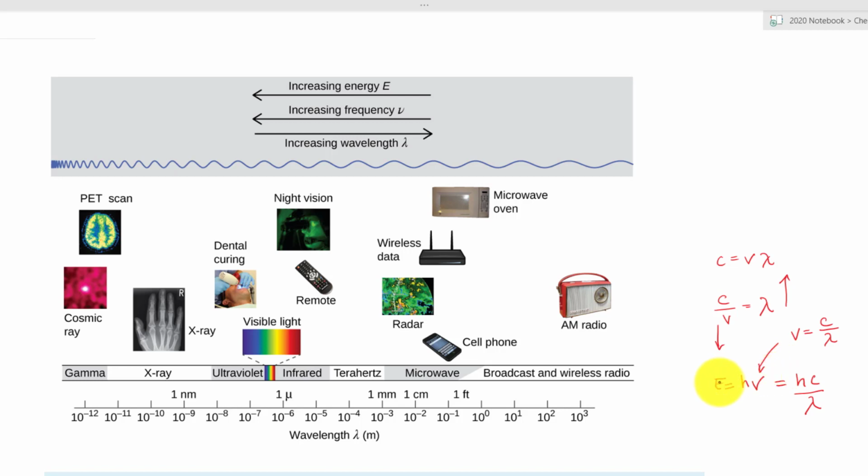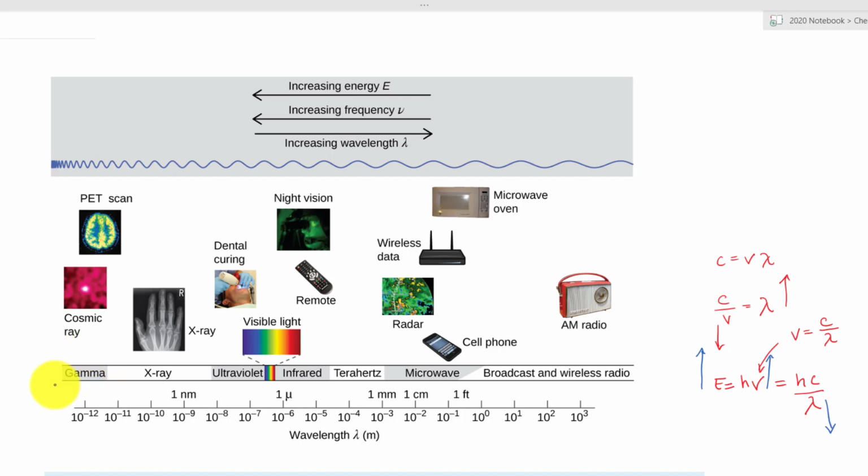Now, what does that tell you about the relationship between the three variables, energy, frequency, and lambda? For example, if we have frequency go up, guess what happens? Energy also goes up. But for lambda, on the other hand, it goes down. And this is illustrated in this equation right here.